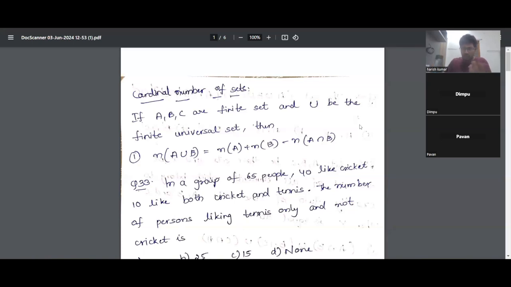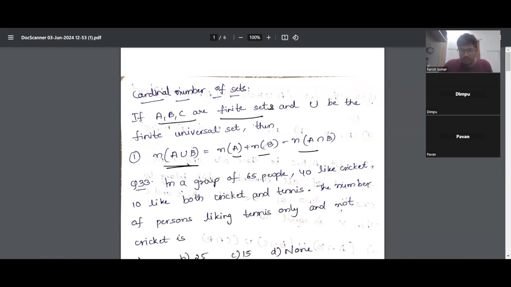Cardinal number of sets. We already know what the cardinal number of a set is, right? That's the number of elements contained in the set. That we call the cardinal number of sets. Now, here there is a condition. If A, B, C are finite sets and U is the finite universal set, then n of A union B is n of A plus n of B minus n of A intersection B.